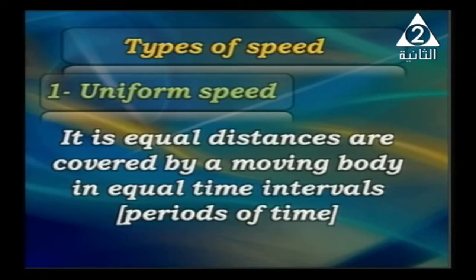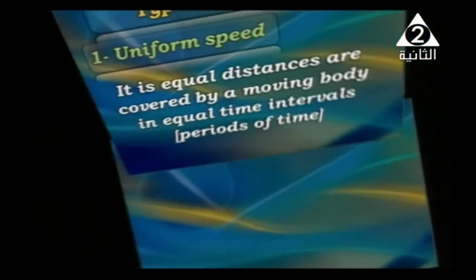What are the things that are equal to each other? Equal distances are covered by a moving body in equal time intervals. Time intervals means periods of time. Don't forget this. So for uniform speed we have two expressions: equal distance and equal time intervals. We see it like this.